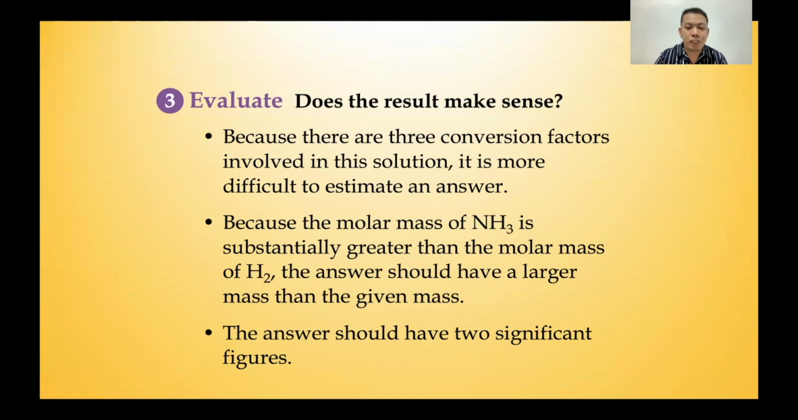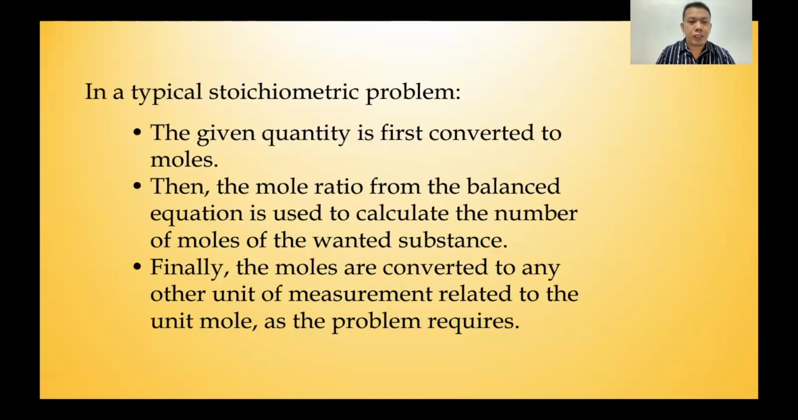The answer should have two significant figures. In a typical stoichiometric problem, the given quantity is first converted to mole. Let's say 5 grams of water, convert that to mole. All you have to do is get the molar mass of water and then multiply it so that you can have mole. Then the mole ratio from the balanced equation is used to calculate the number of moles of the wanted substance. And the moles are converted to any other unit of measurement related to the unit mole as the problem requires.